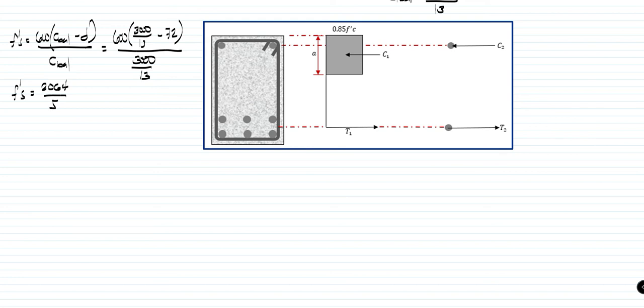So this is in megapascal and the approximate value is 412.8. So this is lesser than 414. Therefore, we have to use F'S of 412.8.